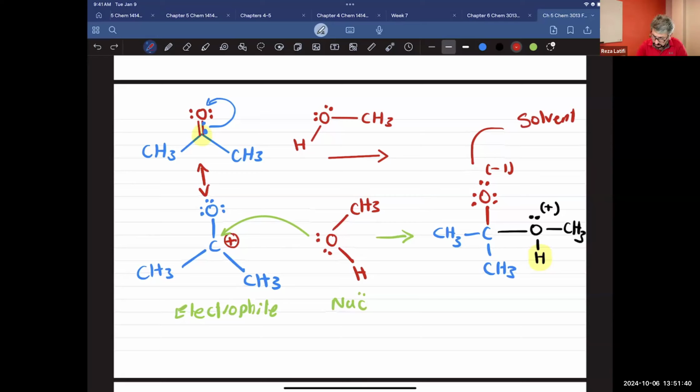I should draw the arrow opposite. Or that oxygen is going to take hydrogen from the solvent. So it will get hydrogen from the solvent to turn to alcohol.